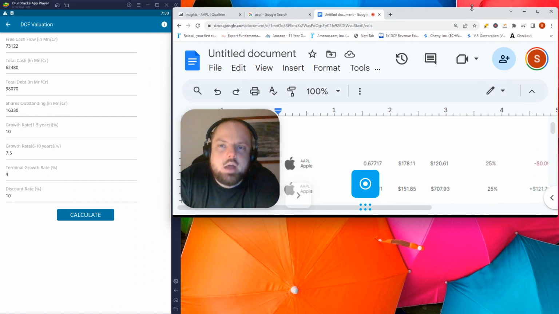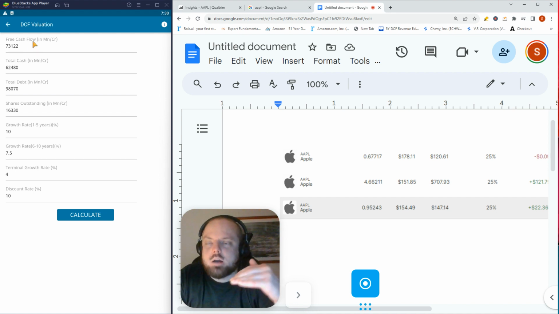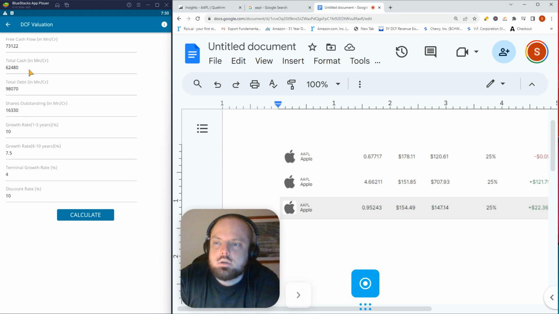All right. So we looked at all that. Now we're going to get over to this machine on the left, the discounted cash flow calculator. So there's the average free cash flow of the last 5 years, $73 billion. So each year they have $73 billion of bottom line cash flow. And on top of that, they're sitting on a cool $63 billion of just straight cash. They have $100 billion of debt. No one's worried about that. Shares outstanding, they're buying them back. Looks like 16.3 billion.